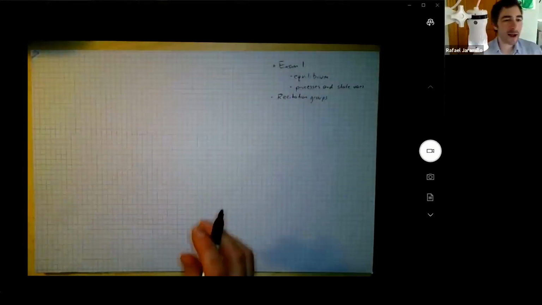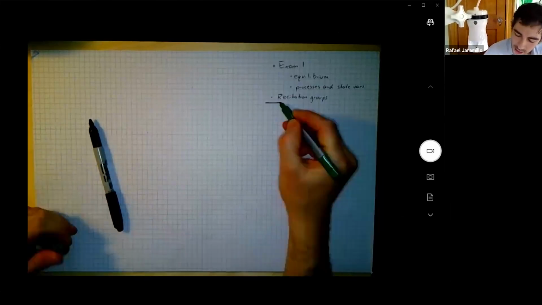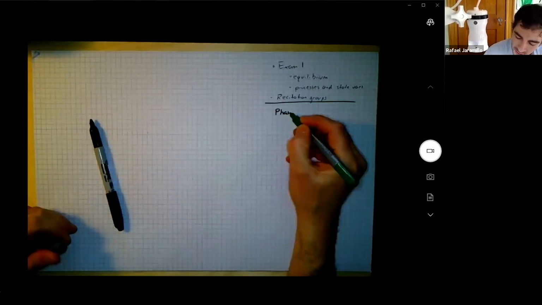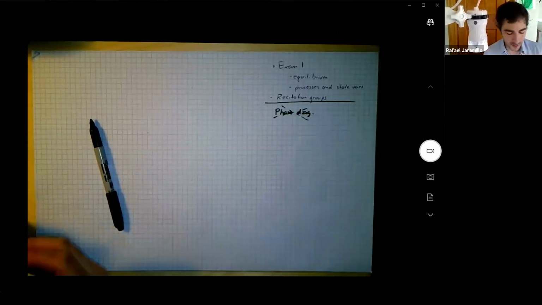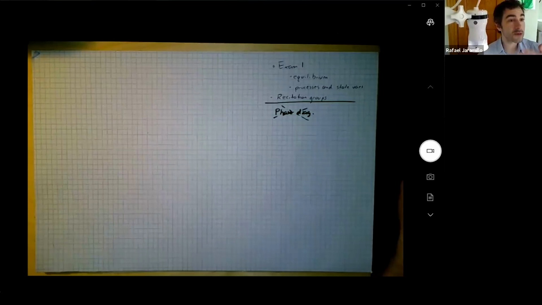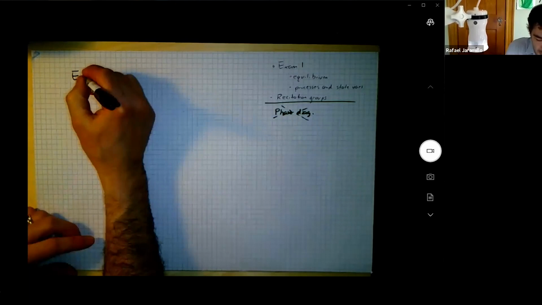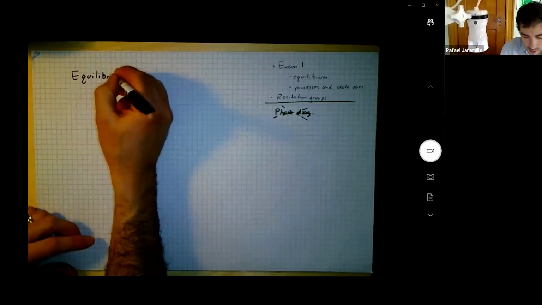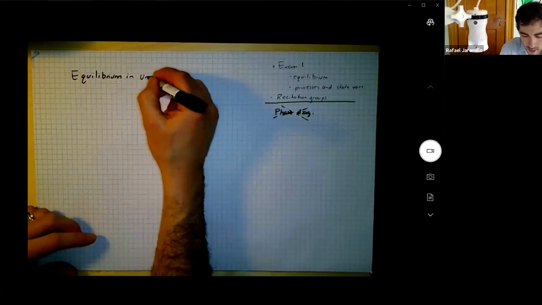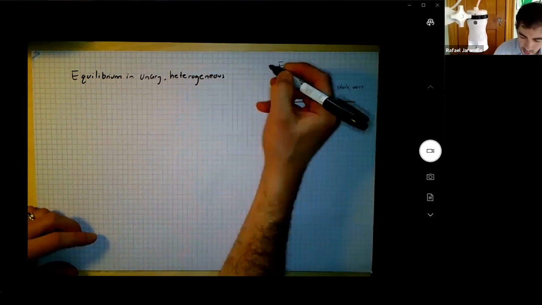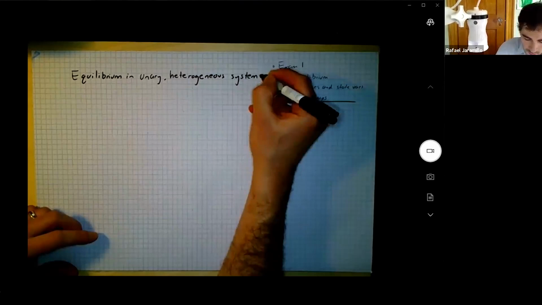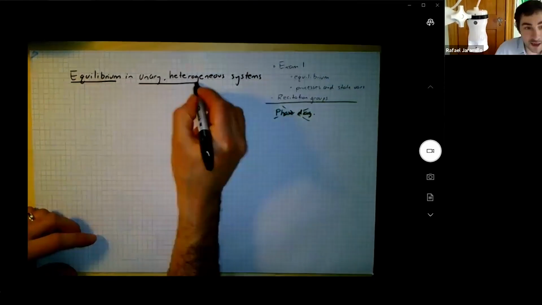So we're going to talk about equilibrium in a unary heterogeneous system. Let me give you the reason why. We are not talking about phase diagrams in exam 1, but that comes next. That's what we cover after the exam. So today's lecture is like a bridging lecture. We're going to talk about applying equilibrium, which we've learned about, in unary heterogeneous systems. And of course, this will lead into unary phase diagrams.